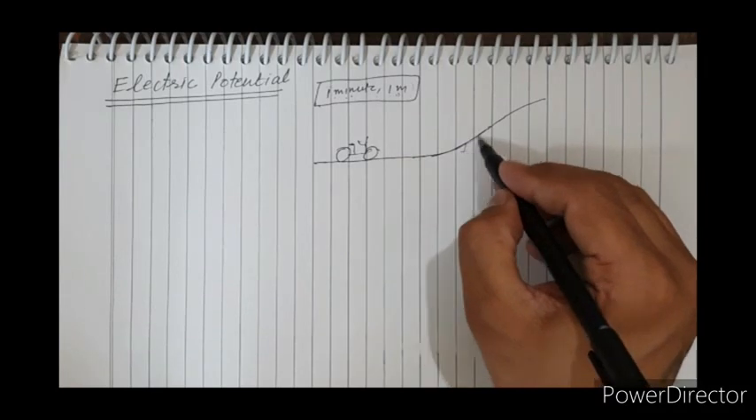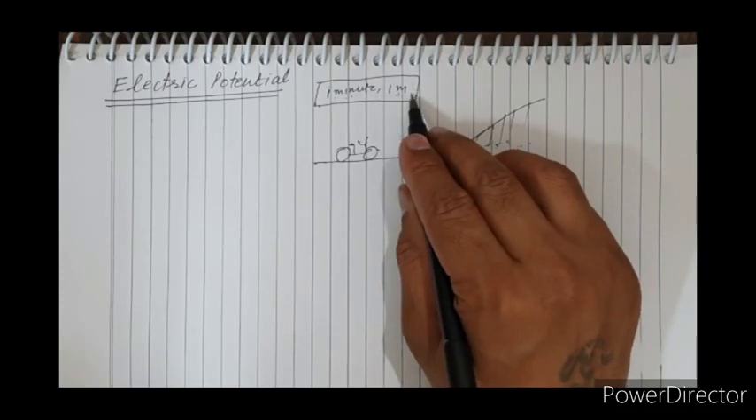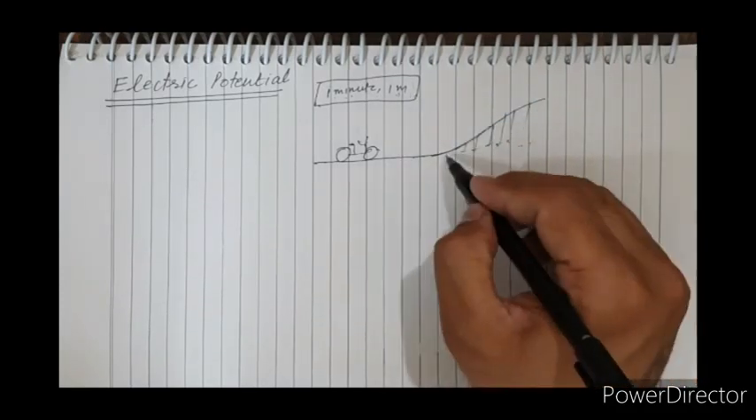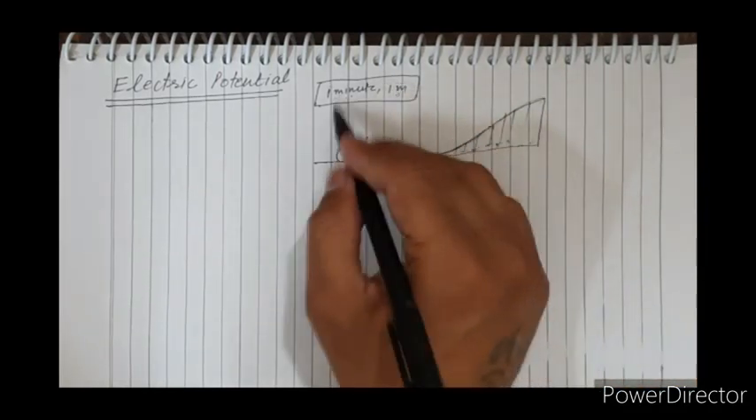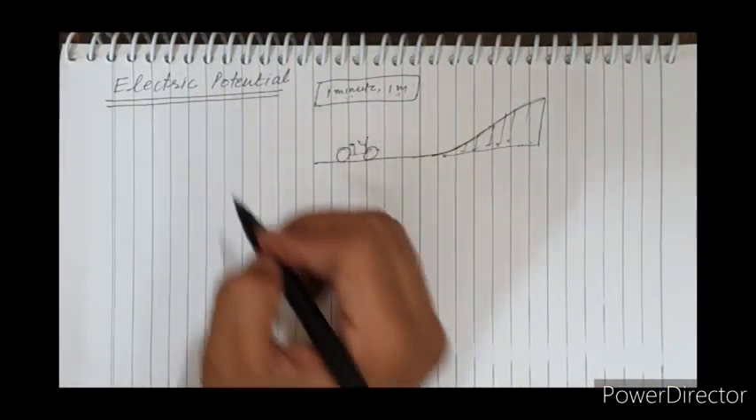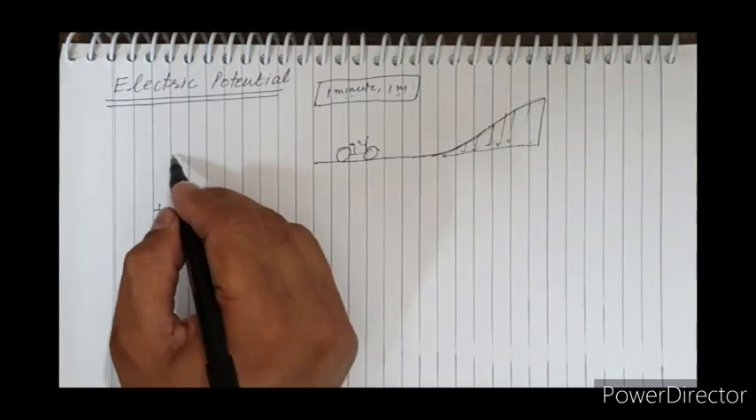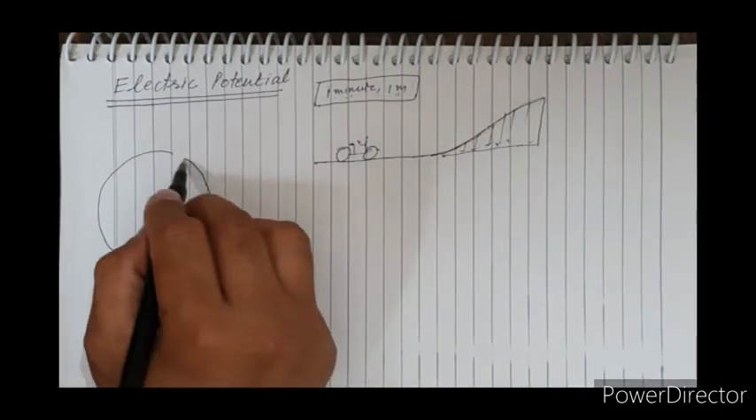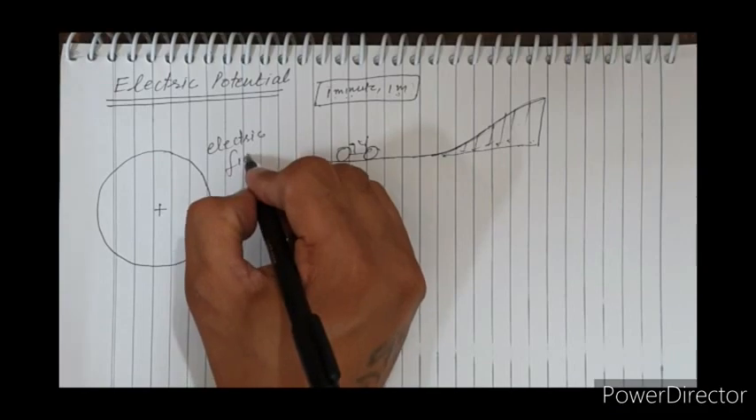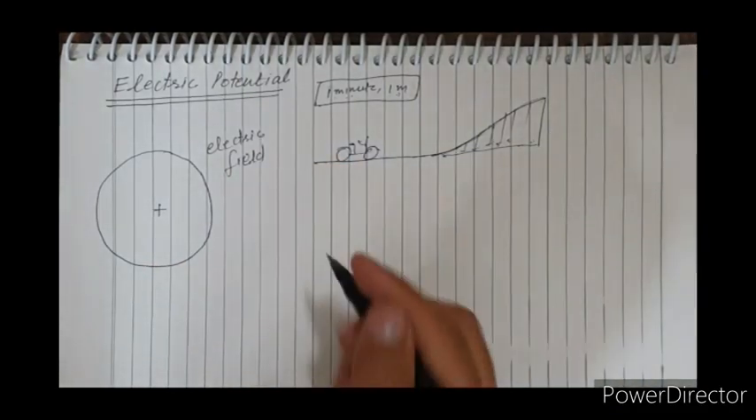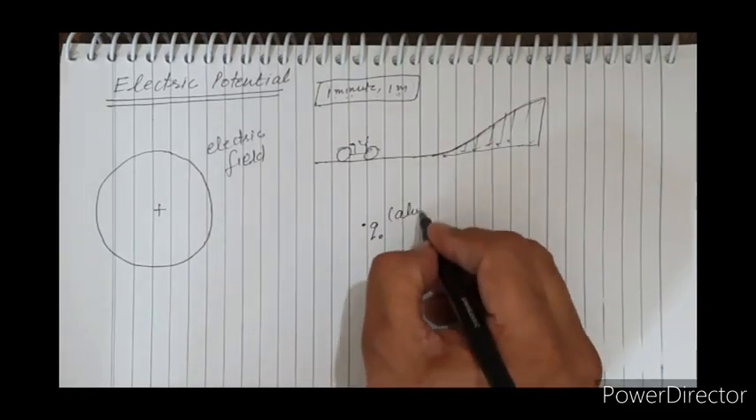As soon as the height increases, the amount of work done by the cyclist will also increase. So this is the electric potential, or the potential of the cyclist. So in actual practice, this is our positive charge and there is a space around the charge which is known as electric field. Electric field of that charge, and we have a test charge Q naught. Test charge is always positive.